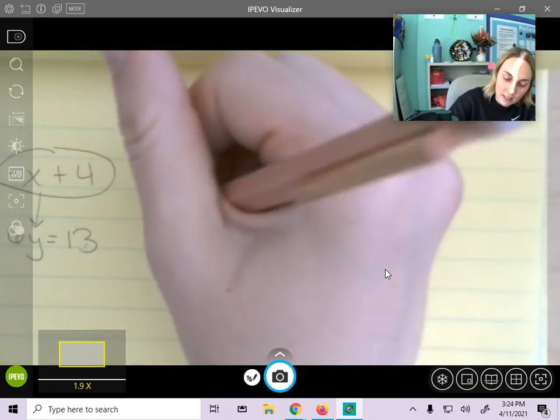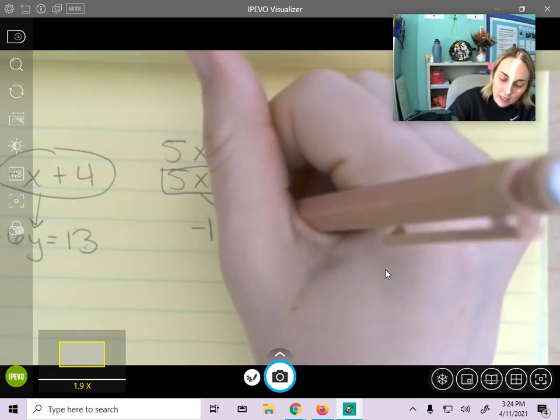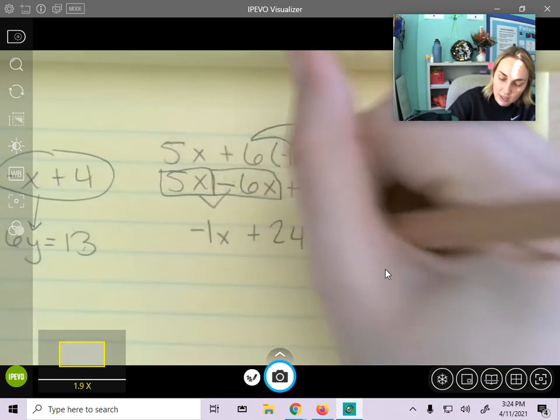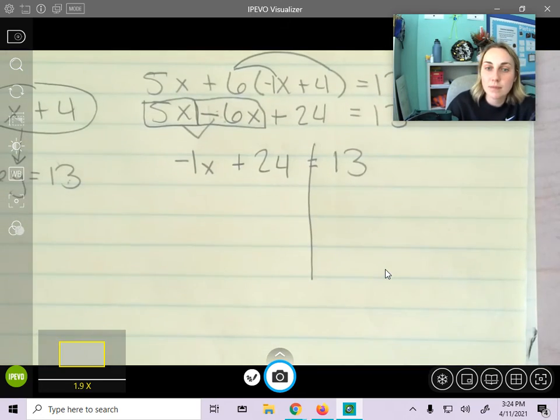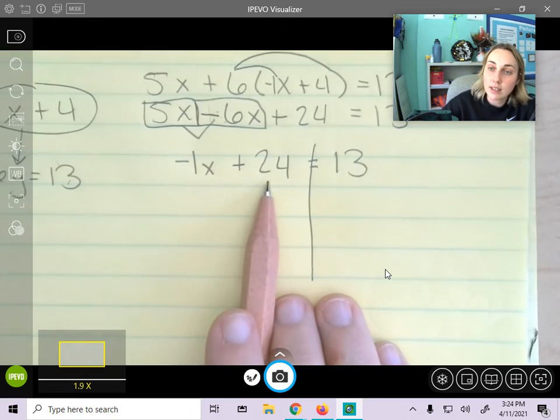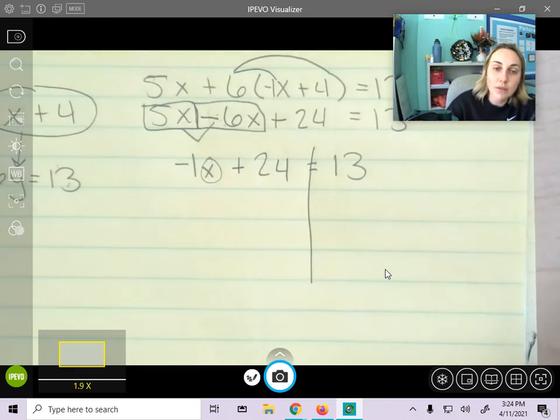5x and negative 6x are like terms, so I need to combine them. 5 minus 6 is going to give me negative 1x. I'll bring down this plus 24, and I'll bring everything else down as well. Now I can solve my two-step equation. I need to get rid of my constant first because I'm trying to get x by itself.